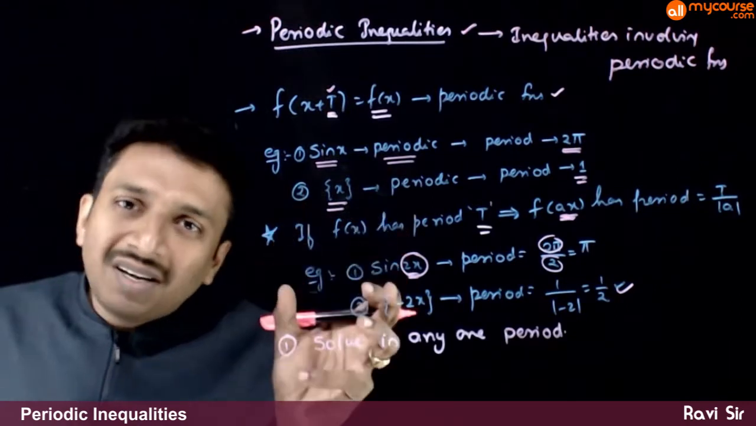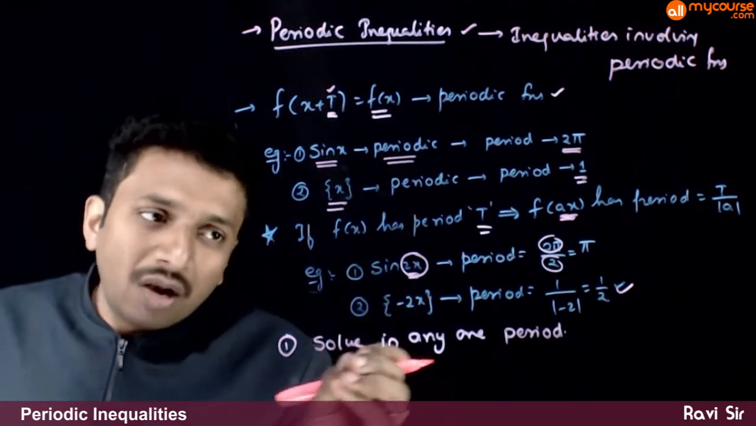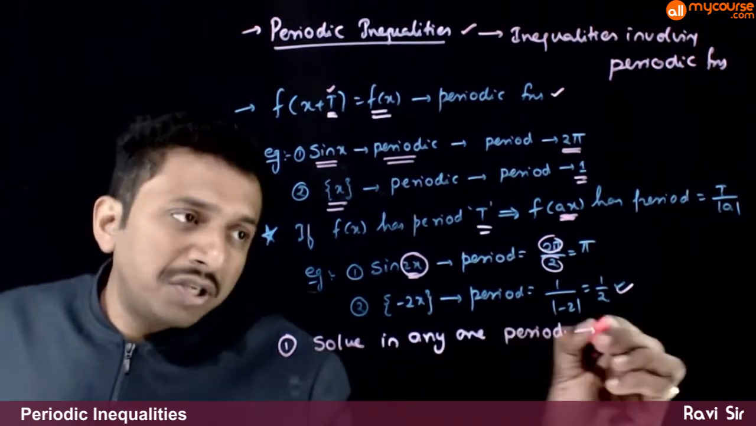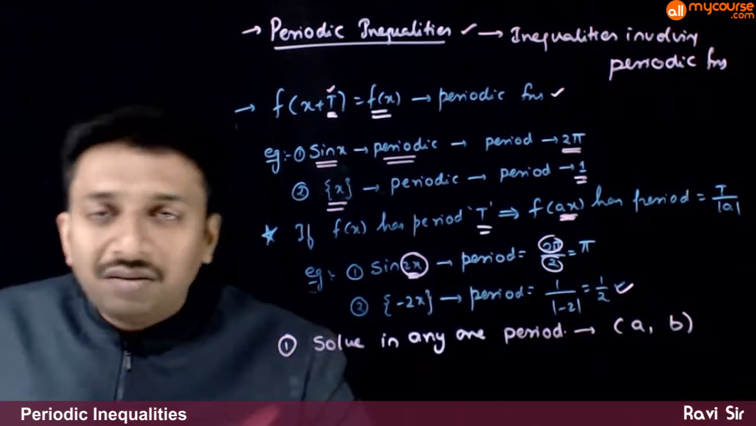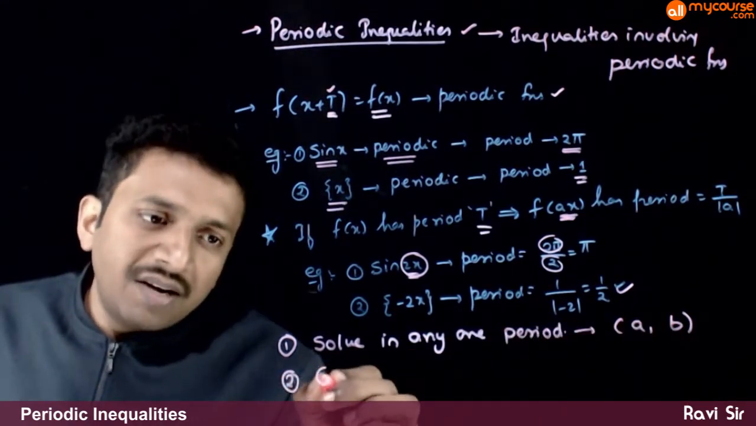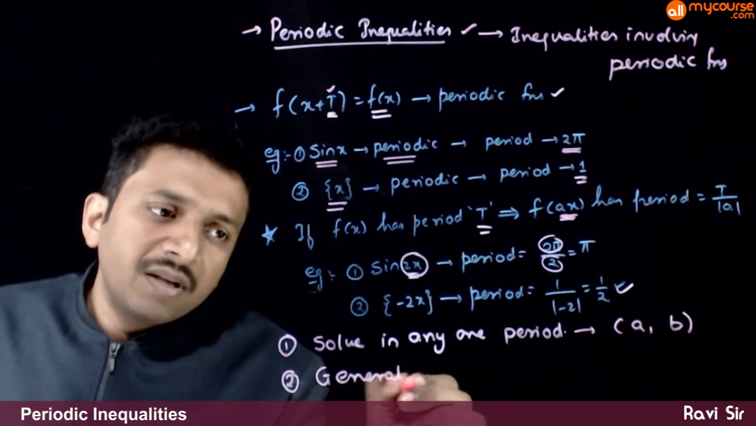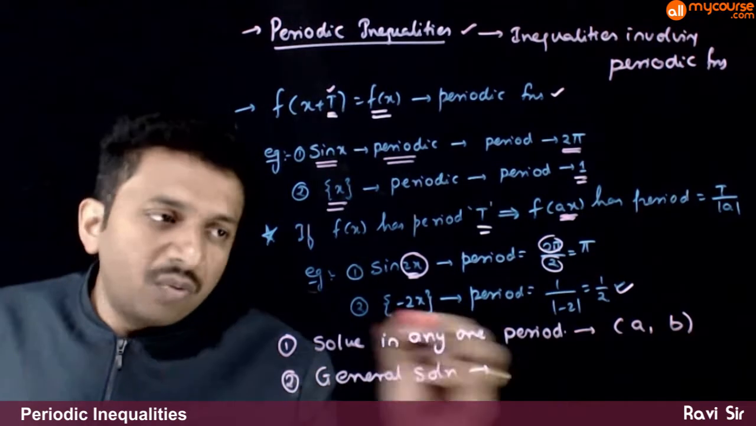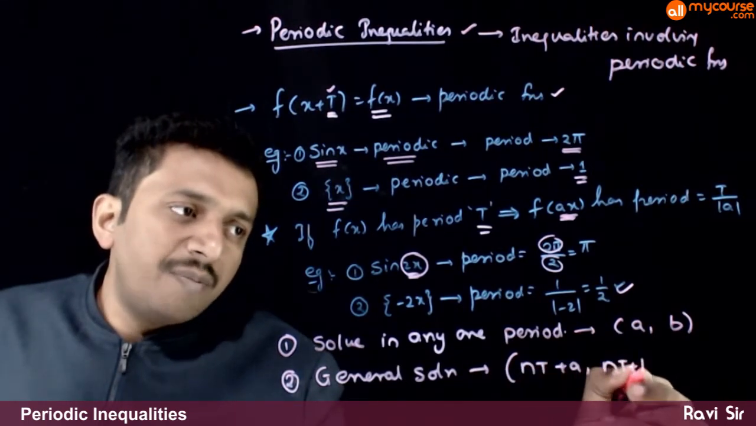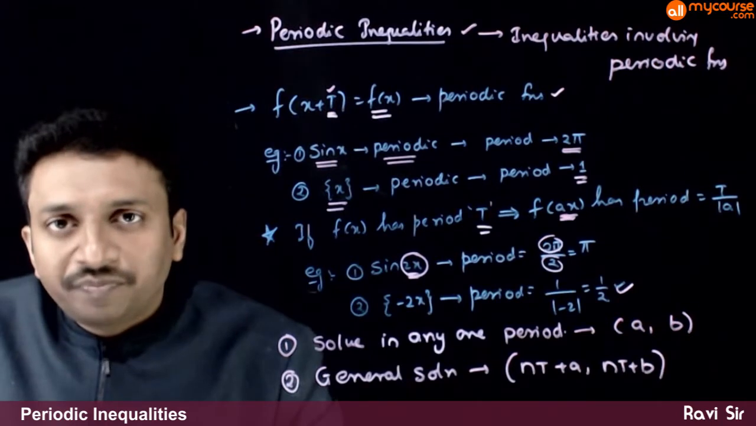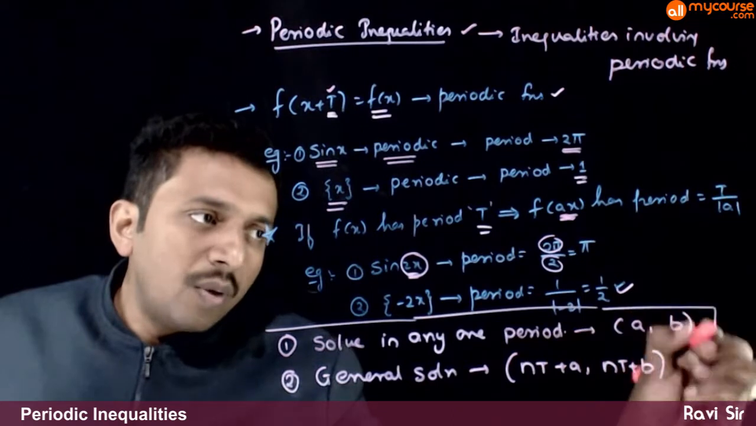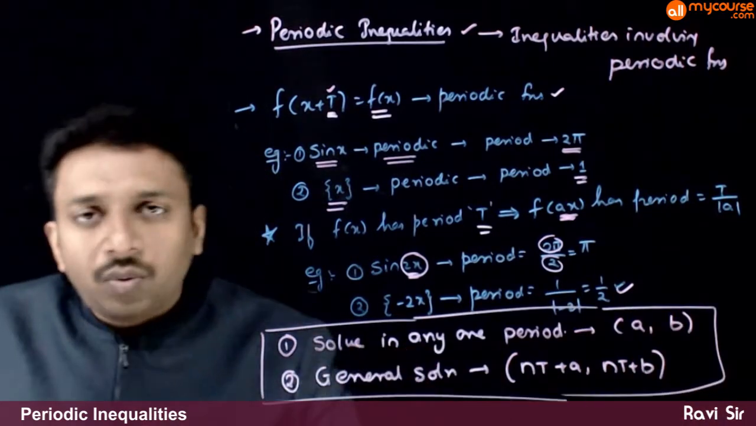So take the function, take any particular period and solve the inequality in that period. And let the solution be a to b. If this is the solution of the inequality in one period, the general solution will be equal to n times T plus a to n times T plus b. That will be the general solution. So these are the two steps that you need to remember while solving periodic inequalities.